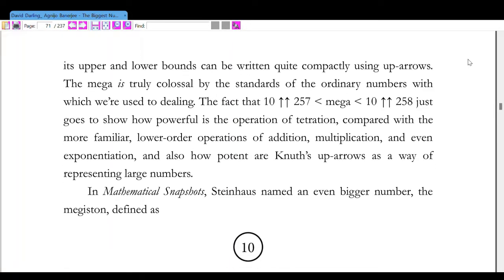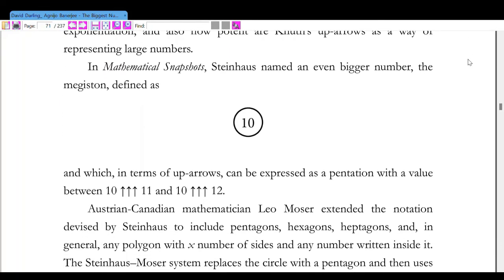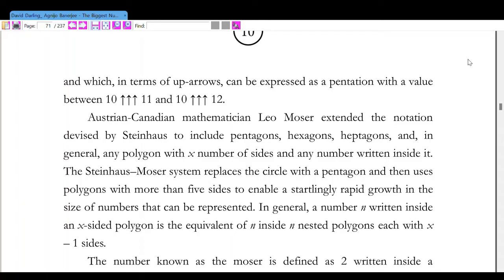The mega is truly colossal by the standards of the ordinary numbers with which we're used to dealing. The fact that it can be written so compactly just goes to show how powerful is the operation of tetration compared with the more familiar lower order operations of addition, multiplication, and even exponentiation, and also how potent up arrows are as a way of representing large numbers. In Mathematical Snapshots, Steinhaus named an even bigger number the megiston, which, in terms of up arrows, can be expressed as a pentation with a value between 10 3 up arrows 11 and 10 3 up arrows 12.